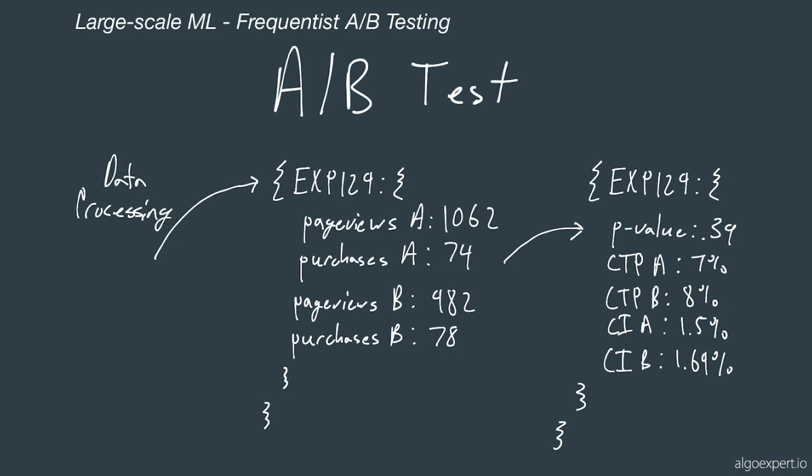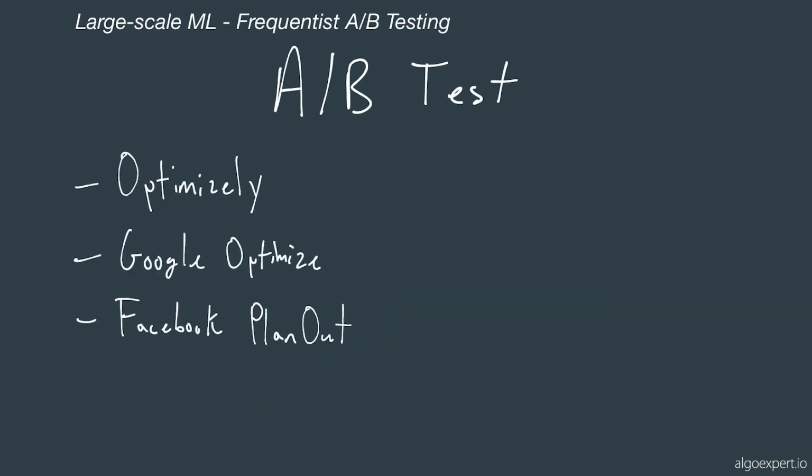So what tools can we use to help us do A/B testing? Well, Optimizely is an option, so is Google Optimize, as well as Facebook PlanOut. Now, if you want, you don't have to use any of these, and you could implement A/B testing from scratch.